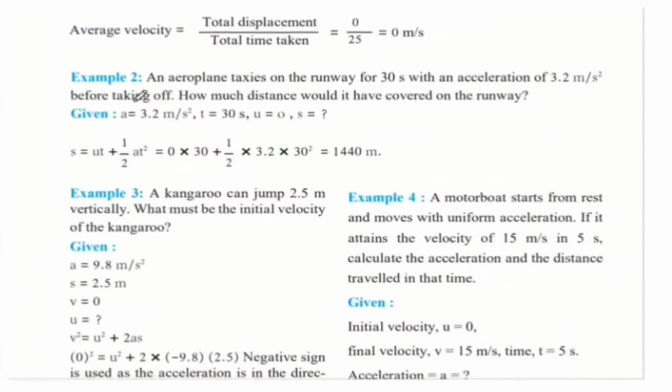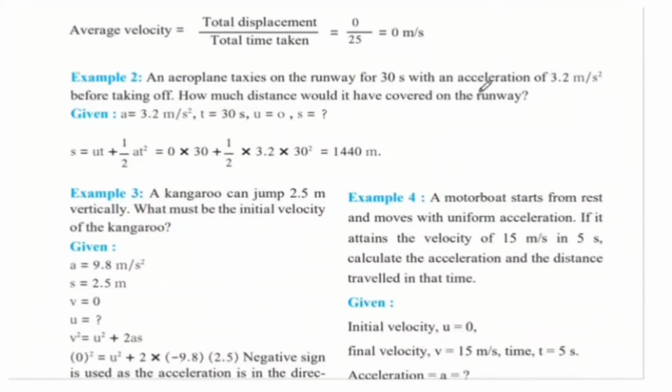Let's see the second example. An airplane taxis on the runway for 30 seconds. Taxis is when the airplane is just moving on the runway without actually flying. An airplane taxis on the runway for 30 seconds with an acceleration of 3.2 meter per second square before taking off. How much distance would it have covered on the runway?